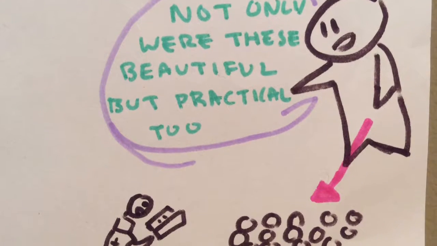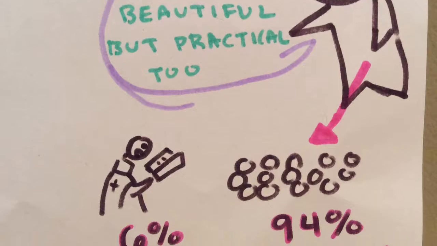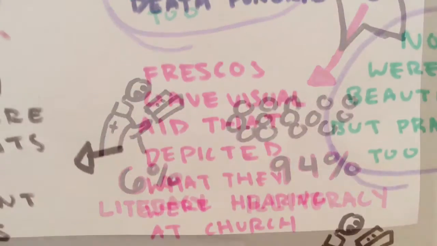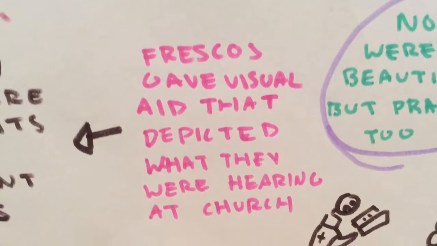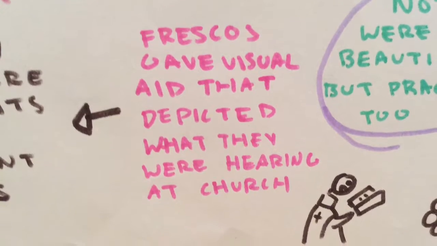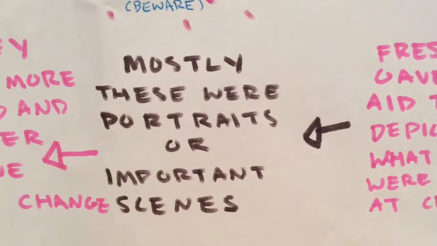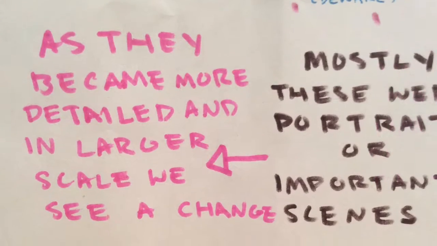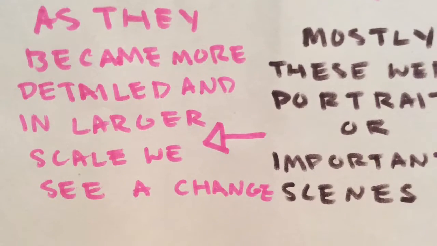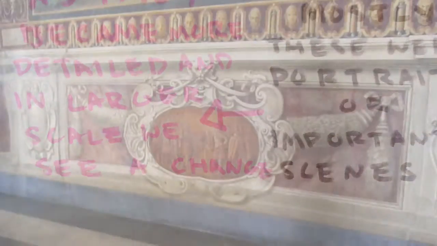Not only are these very beautiful, but they're very practical too, as at the time, approximately 6% of the population were literate. Frescoes gave visual aid that depicted what people were hearing at church. Mostly these were just portraits or very important scenes that were painted, but as they became more and more popular and detailed and in larger demand, we start to see a change.